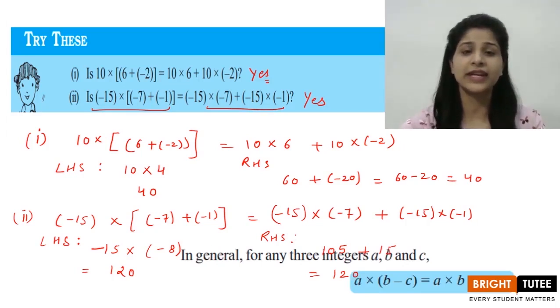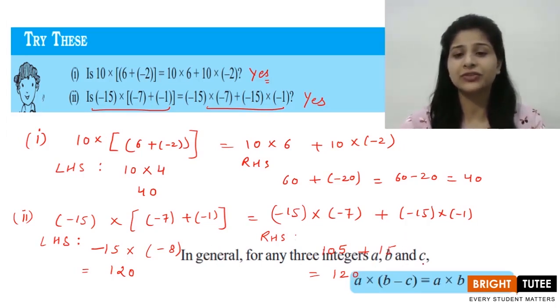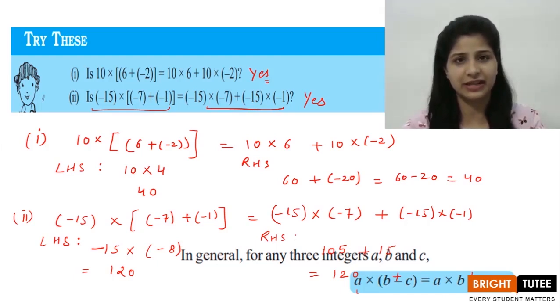So what we can say in general is that if we have three integers a, b and c, we can definitely say a into b plus or minus c. Like we can write plus also here. So here also it will be plus. If it is plus, we will mention the sign of plus, and if it is minus, we will mention the sign of minus.